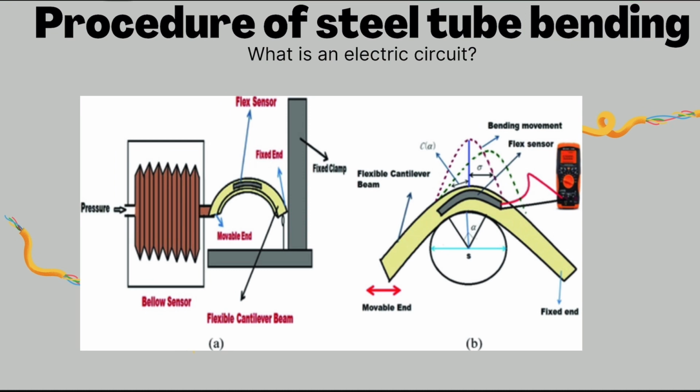So this is a diagram showing the procedure of steel tube bending. We have two scenarios here. One is ram bending and the other one is compression bending. So we can see that both processes involve a flex sensor, which is a transducer, so that we know how much force is applied to the steel tube.